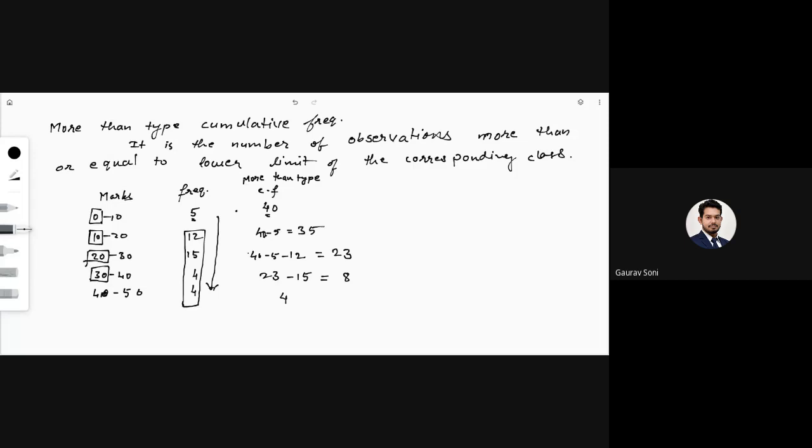The other way around, I can go from the lower limit, as Manas said, that this is going to be 4, this will be 4 plus 4, and this will be 4 plus 4 plus 15, then 4 plus 4 plus 15 plus 12, and then 4 plus 4 plus 15 plus 12 plus 5. Both the ways it works, of course, but I went by this method because this will easily demonstrate the definition, and it is better to understand.